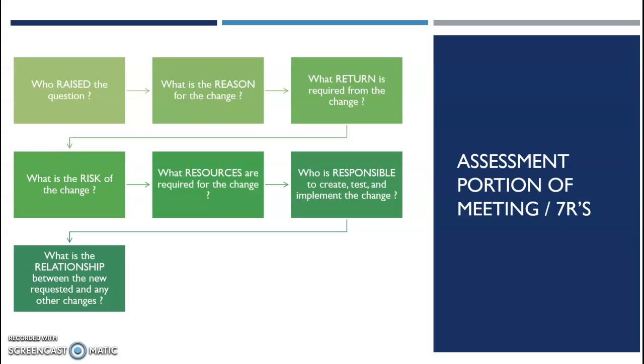Step 5, what resources are required for the change? Step 6, who is responsible to create, test, and implement the change? Step 7, what is the relationship between the new requested and any other changes? Just like this prime example in this situation right here. Nobody knew the relationship between the new change and the existing part in the system that it was going to have an effect.